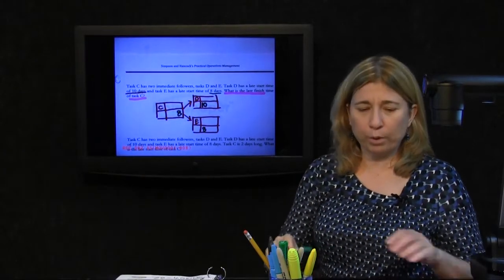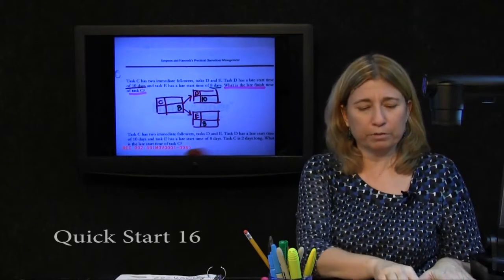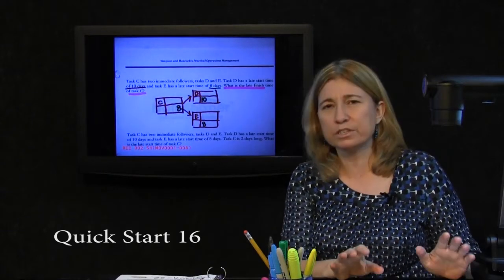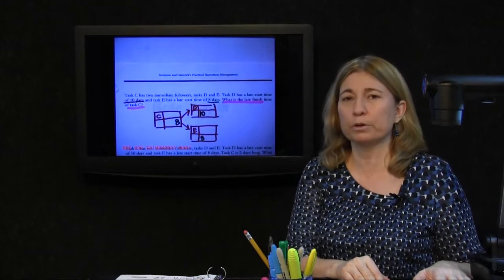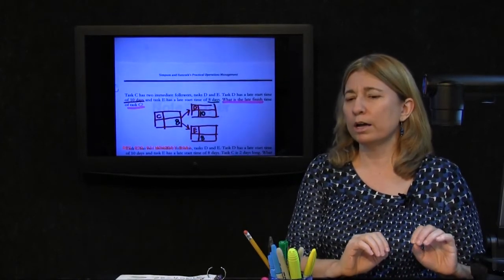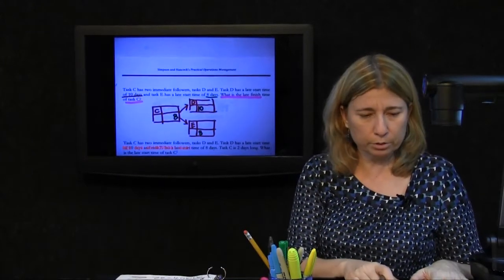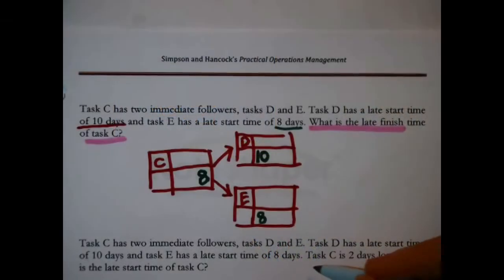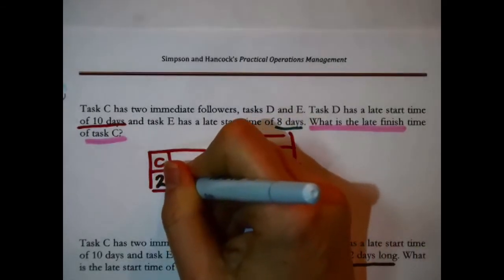Now the next question is another opportunity to sketch. Task C has two immediate followers, task D and E. Task D has a late start time of 10. But does this sound familiar? This is actually the same diagram that we just drew. So I'm a little lazy, but I'm going to use the diagram that we just drew. I need to pay attention though because some more information's been supplied. In this question it says task C is 2 days long. That does belong on the diagram right there.